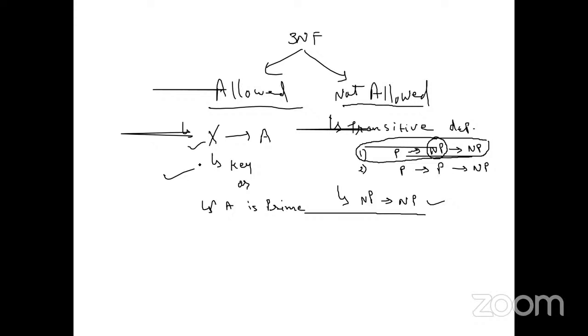And this second condition is allowed, where a non-prime depends on a prime, because in any case the prime is part of a key and it is determining the other attributes, and therefore there is no redundancy.